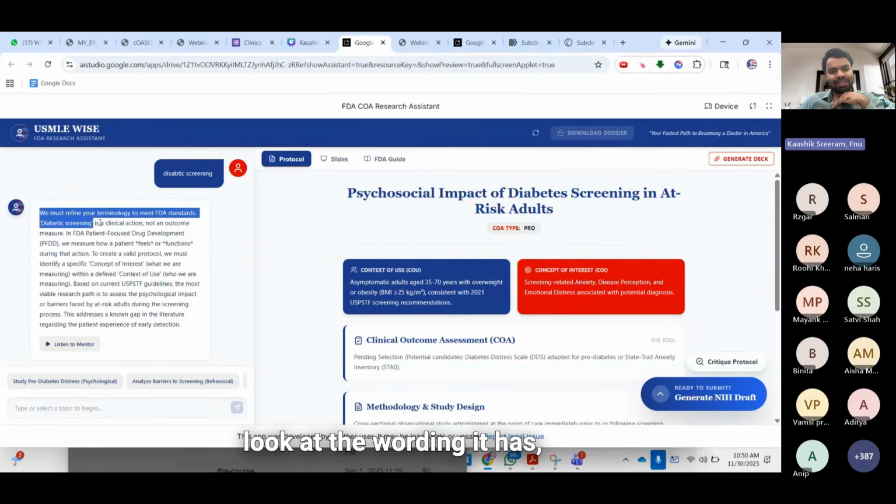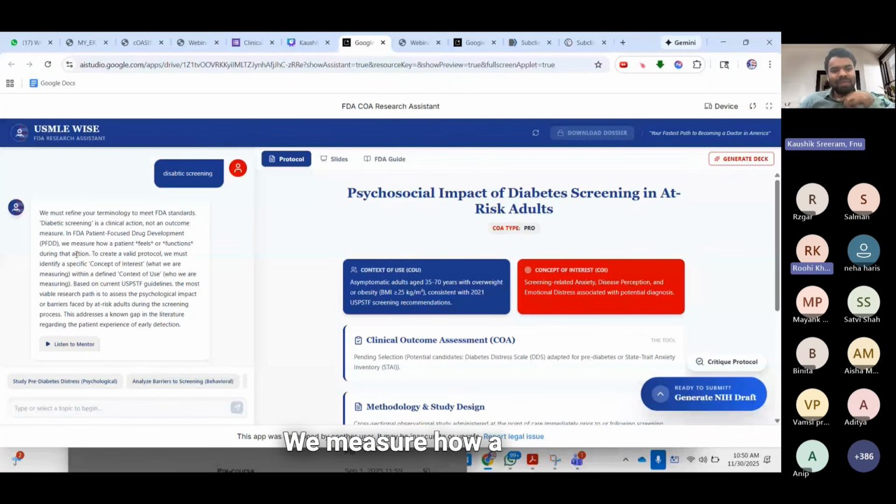Okay, so we just put diabetic screening, and if you look at the wording, it has given you an option. It has told you what to do. So you must refine your terminology, right? Diabetic screening is a clinical action, not an outcome measure. That's okay, right? We measure how a patient feels or functions during that action.